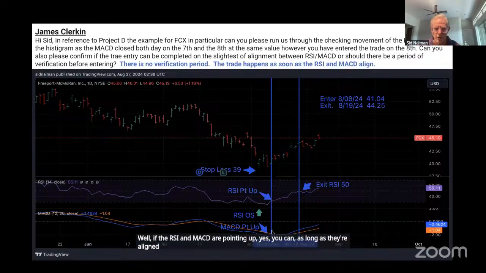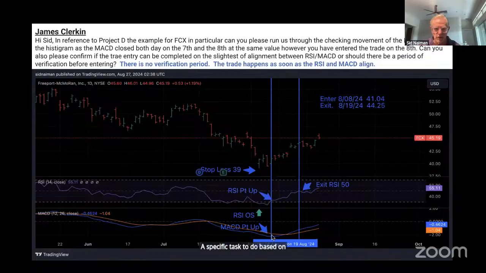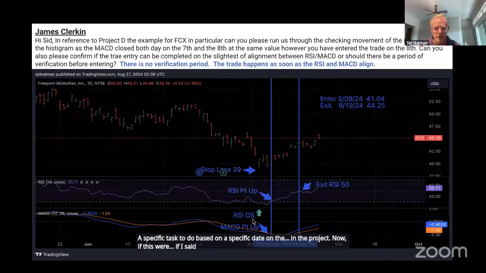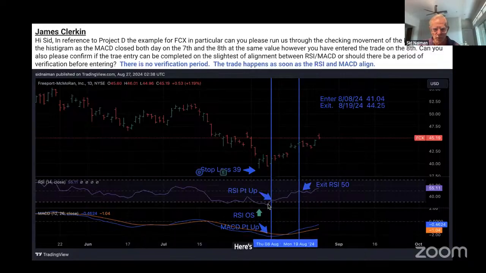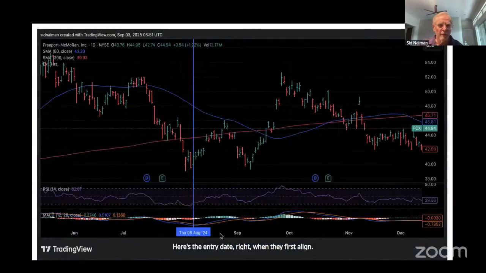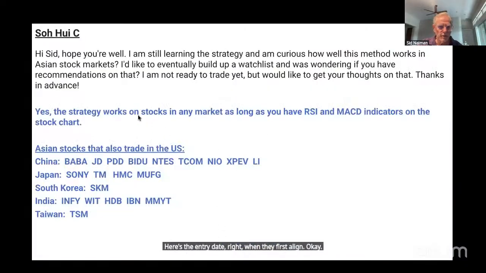I just gave you a specific task to do based on a specific date in the project. Now, if I said trade this, tell me how you would enter, and I didn't give you a date, you could say, yeah, here's the entry date, right when they first align. Okay. That chart was the same thing.